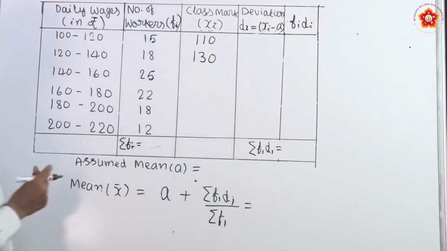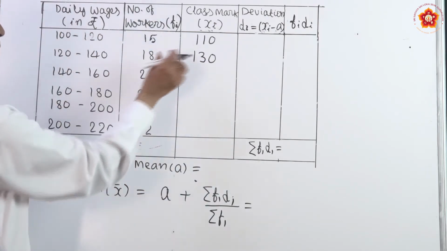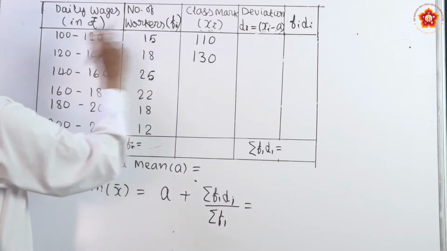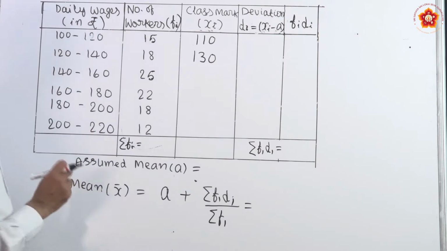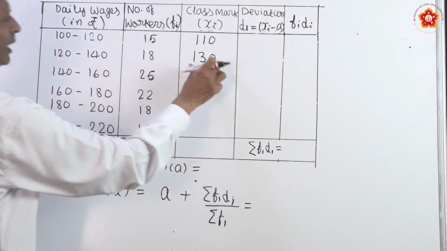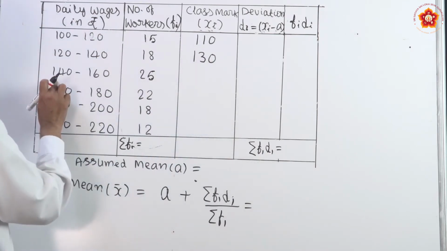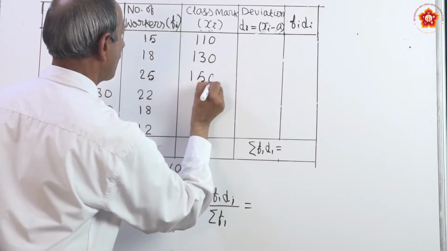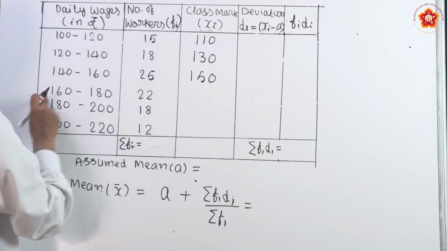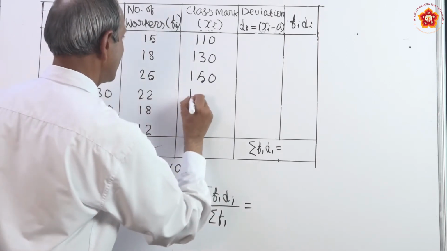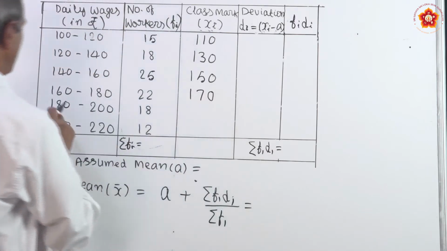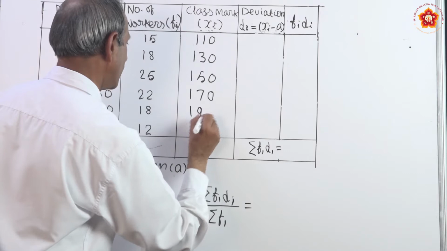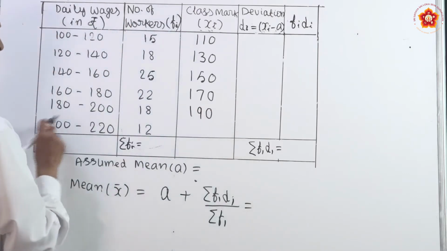Now, you need not calculate all of them. If you know one, you can write the others by inspection. 100 becomes 110, increased by 10. 120 increased by 10 becomes 130. Similarly, 140 becomes 150, right, here 150. 160 becomes 170, here 170. 180 becomes 190, only 10 is increasing here. 200 becomes 210.